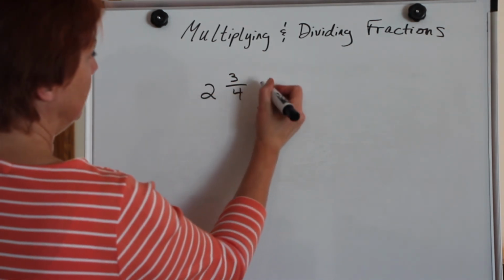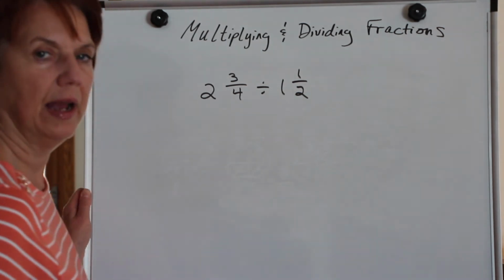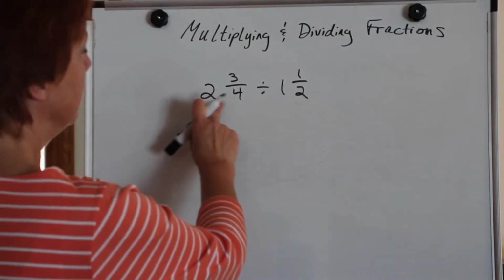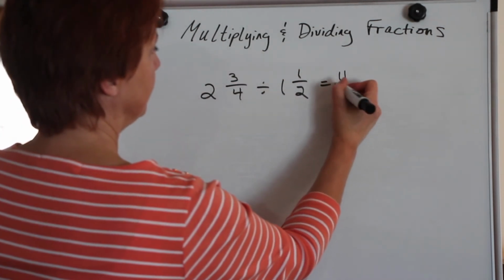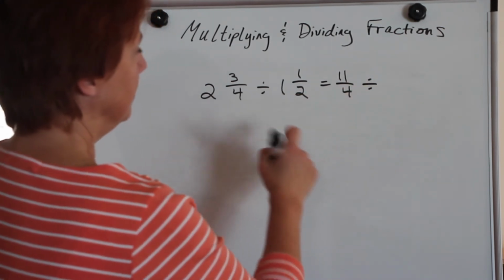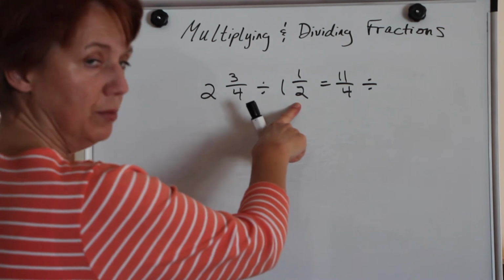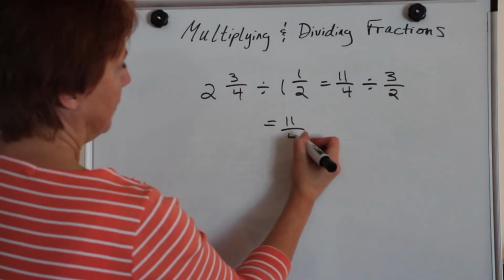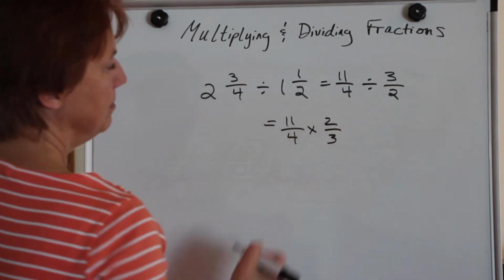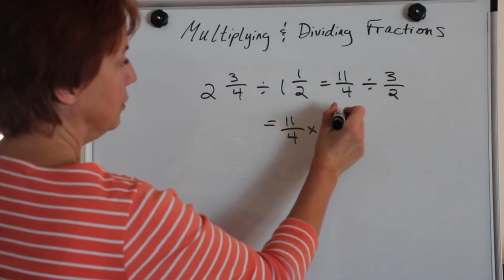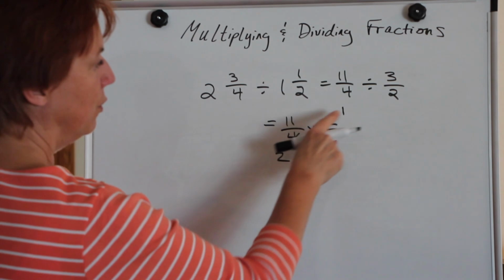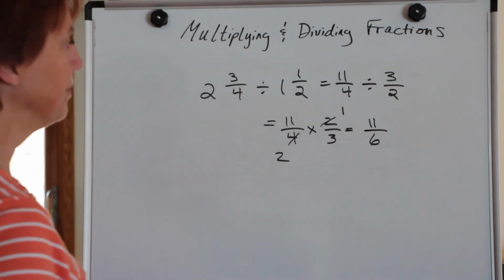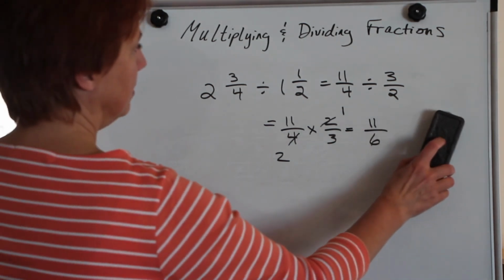And 2 3/4 divided by 1 1/2. Both numbers must be converted to improper form. So 2 times 4, we had this in the last question. 2 times 4 is 8, plus 3 is 11. Divided by 1 times 2 is 2, plus 1 is 3. So we get 3/2, okay? That becomes 11/4 times 2/3. And now we do our canceling, okay? 2/4 is the same as 1/2. And then what we end up with is 11/6.